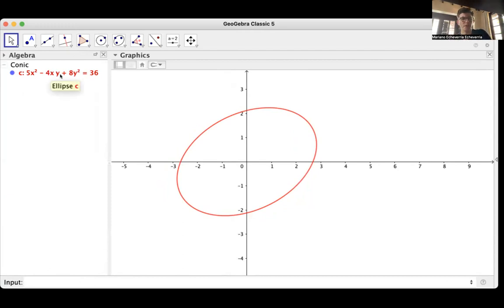And here I'm showing you it's an ellipse, but the first thing to notice is that it's kind of an ellipse that seems to have been rotated a little bit, right? It doesn't seem perfectly aligned with the x and y axes. So the first thing you could ask is, how do I know that it's an ellipse if I didn't have GeoGebra? You shouldn't think that it's just because the squares still have positive coefficients that it should be an ellipse. It's more complicated than that.